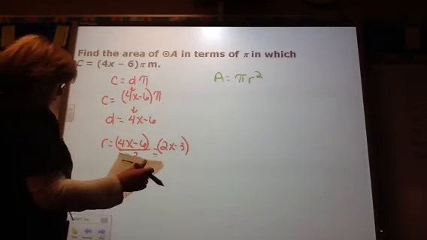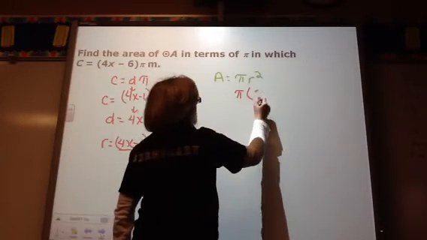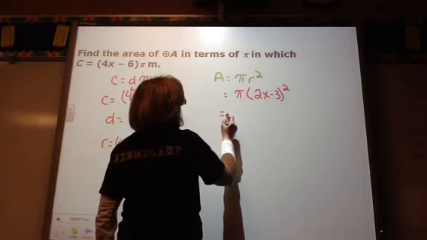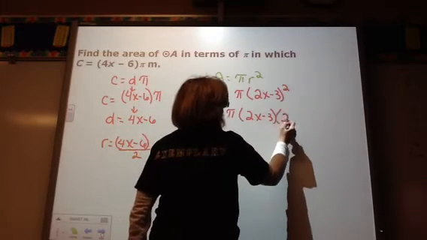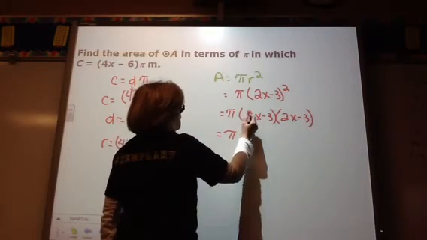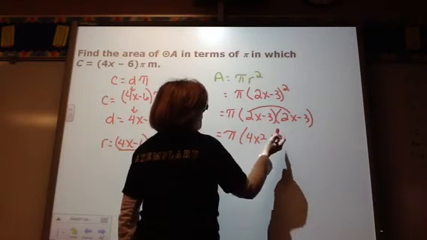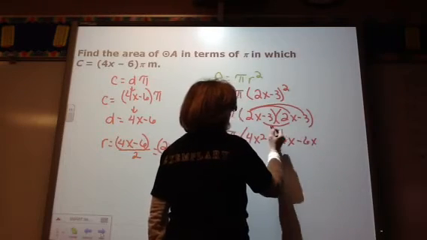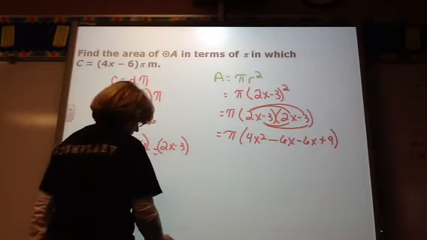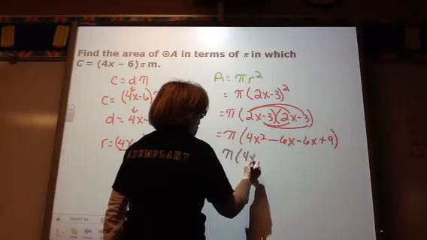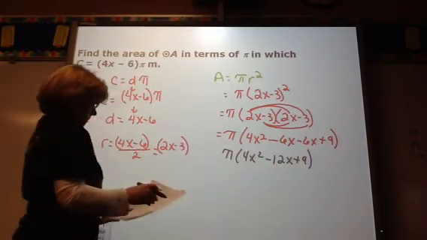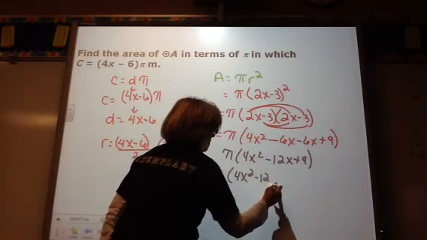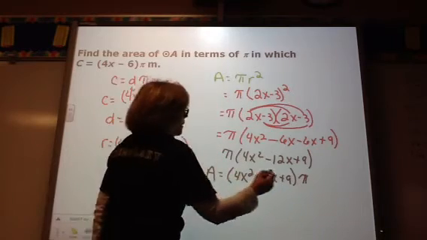So we can come over here and substitute our radius in, which is 2x minus 3. And we need to FOIL that. So we have pi, and let's clean this up a little bit inside here. So we have 4x squared minus 12x plus 9. So the area, and we're talking about meters squared.